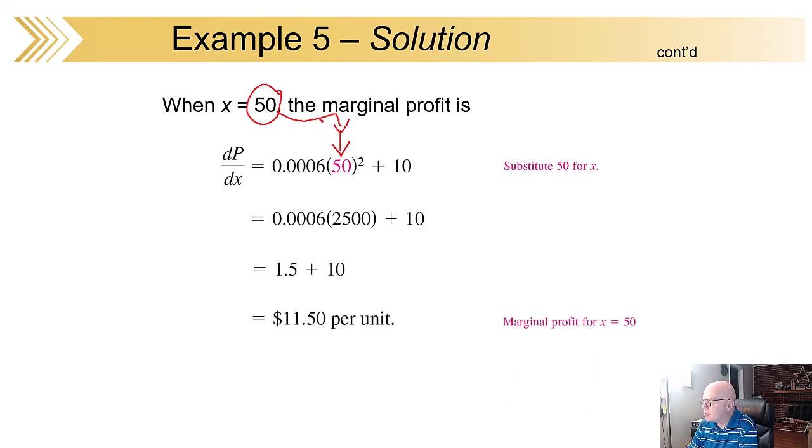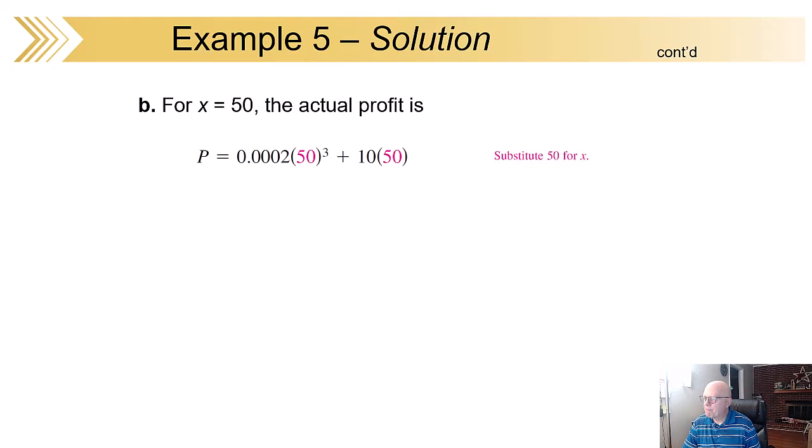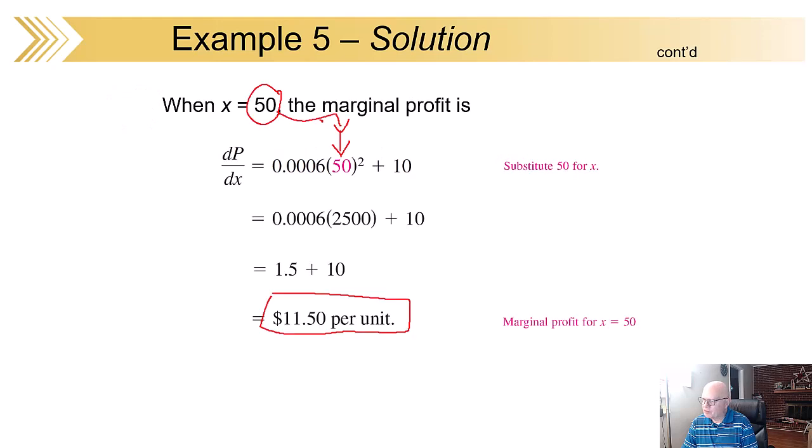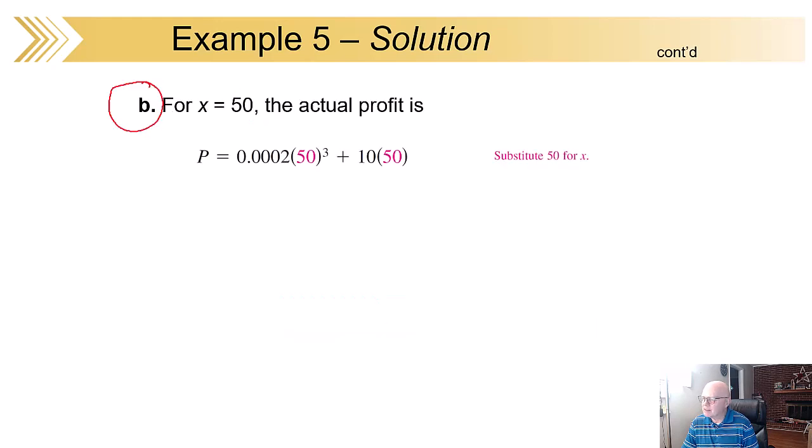So this tells us, using a small bit of calculus, that if we go from 50 alarm clocks to 51 alarm clocks, we're going to get an additional $11.50 per alarm clock by increasing our production by 1. Now, the second part is, we've just gotten an estimate, $11.50. That should be good enough for us, but let's see how close it is.